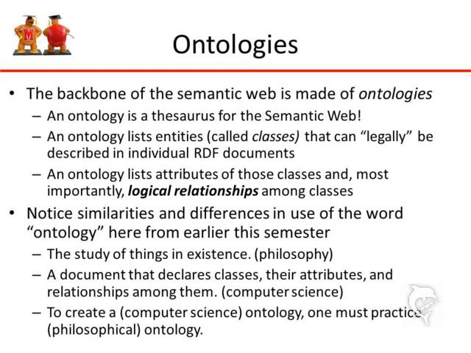And like I say, notice similarities and differences in the use of the word ontology here in the computer science semantic web sense, and then earlier this semester in the philosophy sense. In the philosophy sense, ontology is the study of things in existence. In the computer science sense, an ontology is a document that declares classes, their attributes, and relationships among them. So to create a computer science ontology, one must practice the philosophical exercise of ontology. So that's the relationship on how that word gets used two ways.